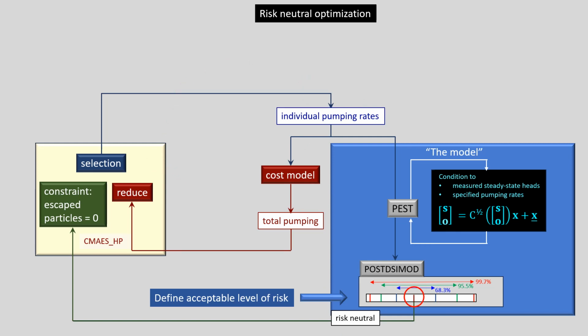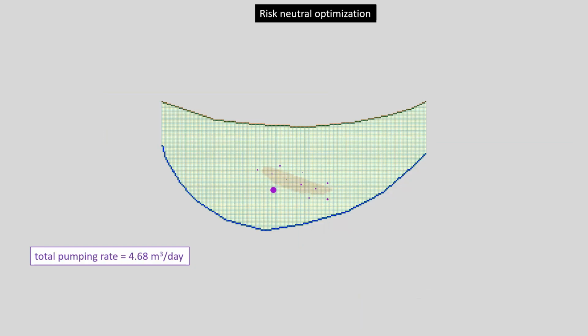So if I base the optimization under uncertainty process on predictions that lie roughly in the center of the posterior probability distribution of predictions, that is, if I'm prepared to be risk neutral, if I'm prepared to accept a 50% probability of success or 50% probability of failure, the CMAES-HP governed optimization under uncertainty process tells me that if I pump at 4.68 cubic meters a day with the disposition of pumping according to the size of the dots here, then no contaminant will reach the river at the 50% probability level.